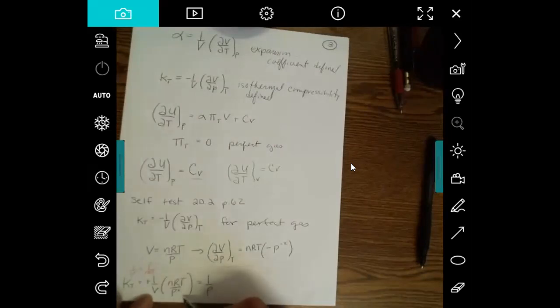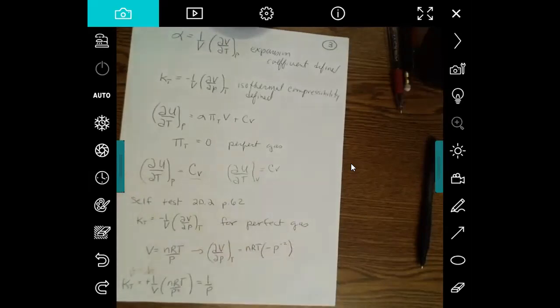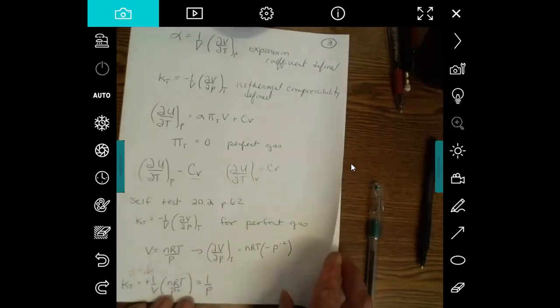And if I look at this, I can put in for volume. Volume is nRT over P. If I put that in here, you'll see that it simplifies to 1 over P. So I simply put this in for 1 over V. So 1 over nRT/P means that the nRTs will cancel and one of the P's will cancel. And so for a perfect gas, kappa T, the isothermal compressibility, is just 1 over P.